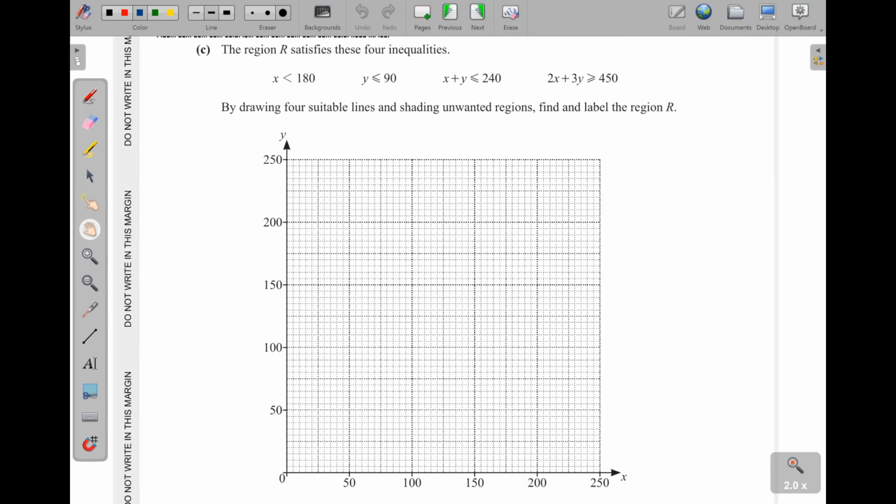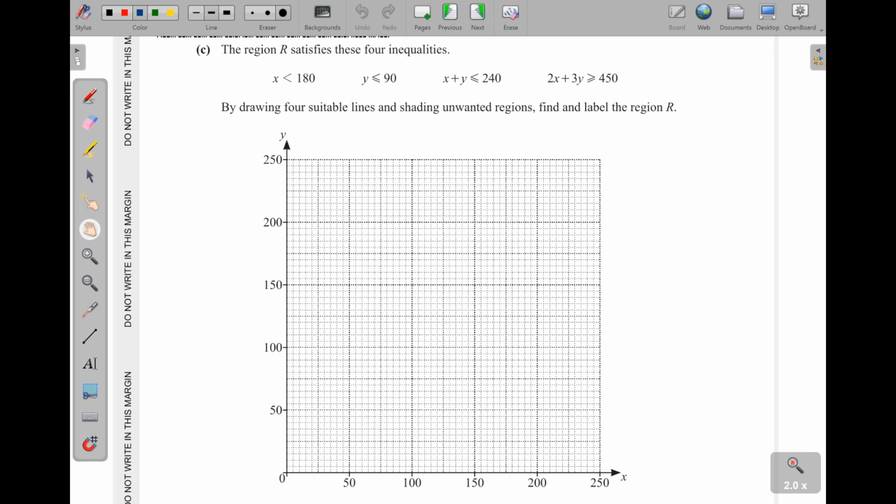Part C, the region R satisfies these 4 inequalities: x less than 180, y less than or equal to 90, x plus y less than or equal to 240, 2x plus 3y greater than 450. By drawing 4 suitable lines and shading unwanted regions, find and label the region R as the feasible region.